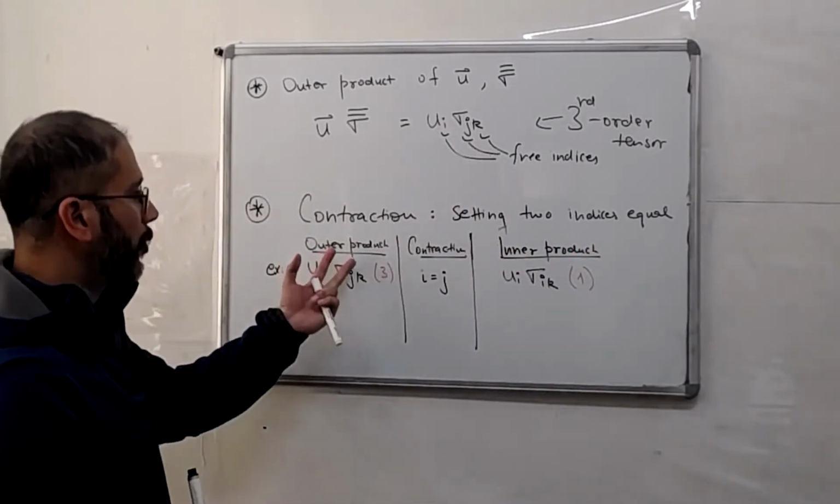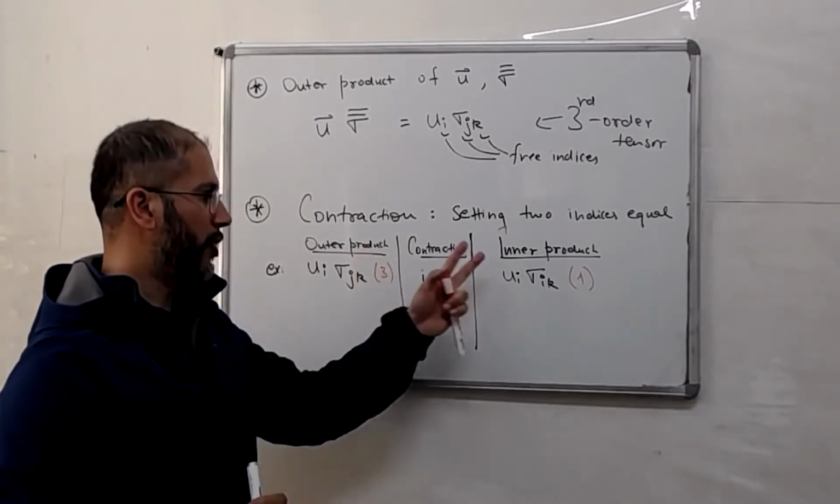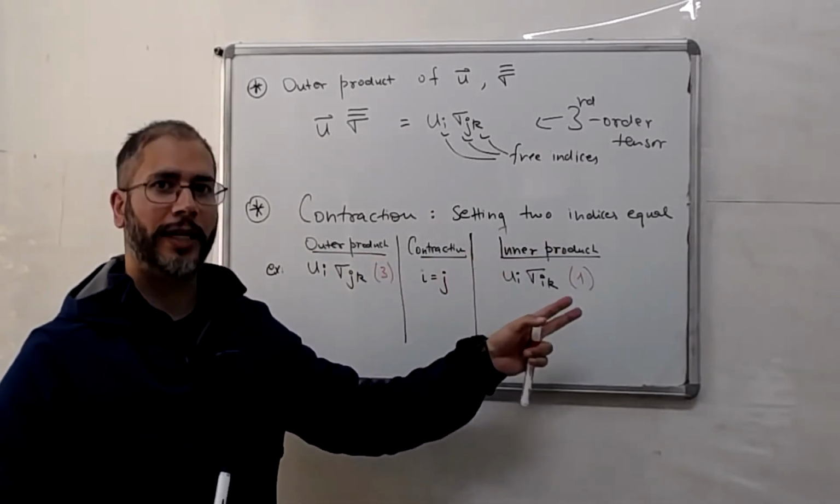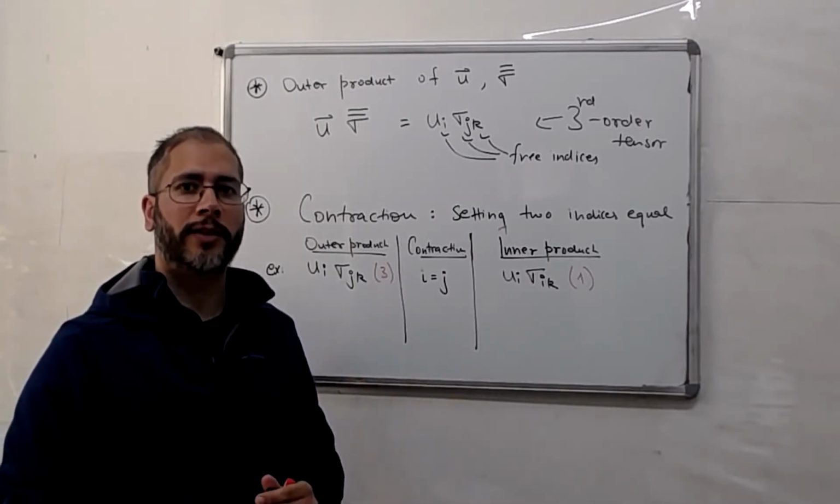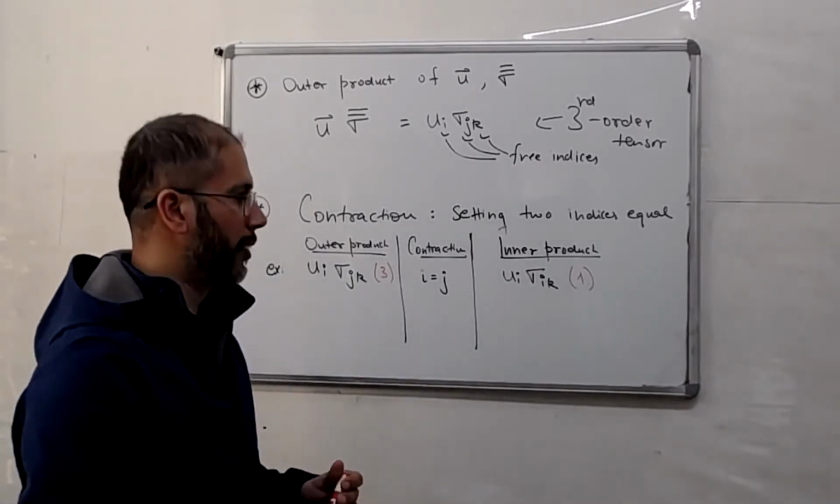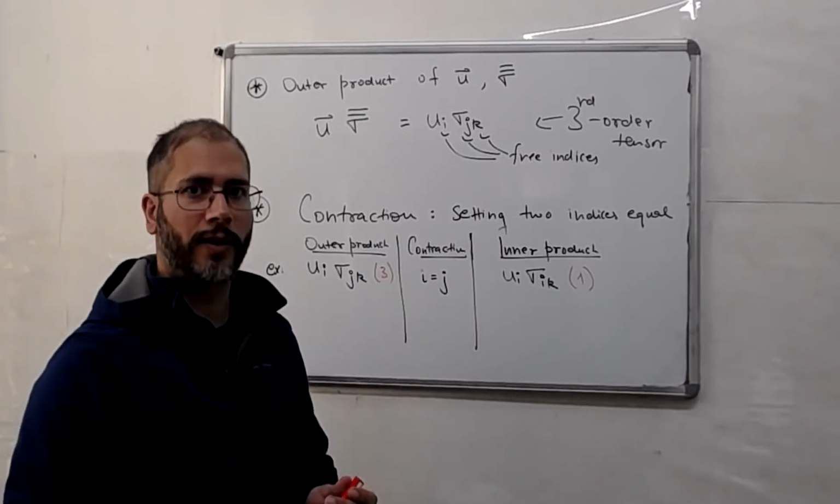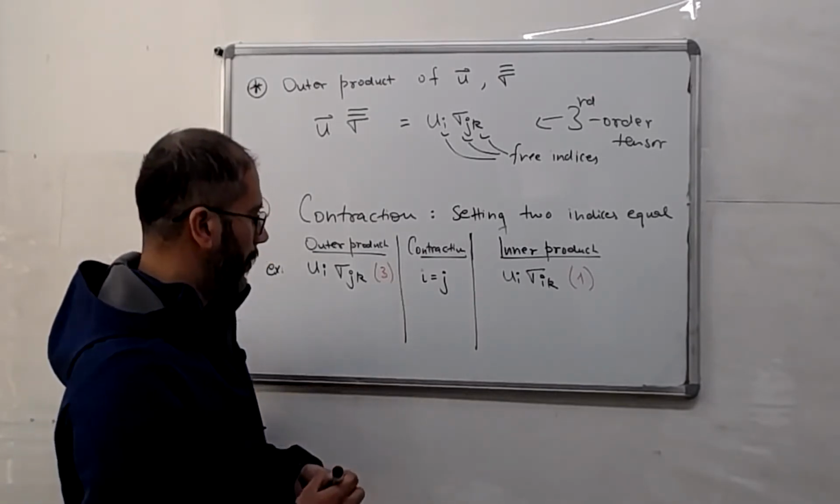Okay, you take an outer product, you apply a contraction, that gives you an inner product. So that's how you define the idea of inner product in the context of indicial notation or in the context of continuum mechanics. Let's take more examples.